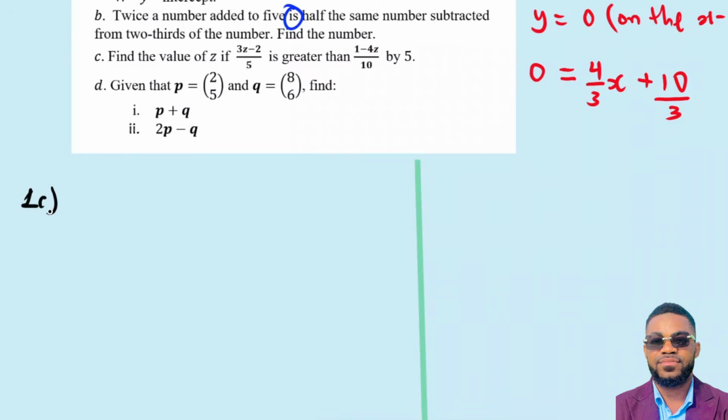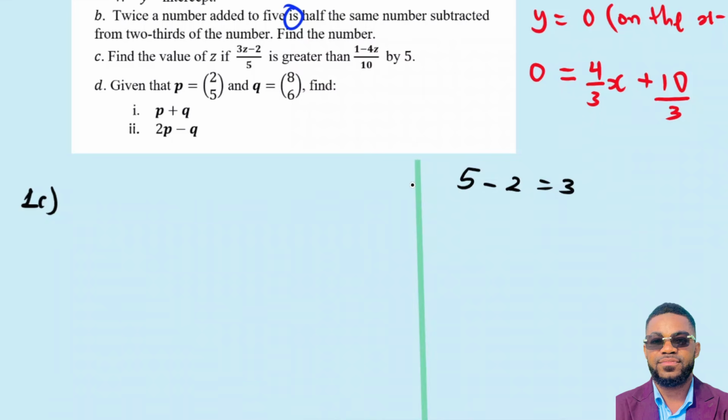Question 1c. And this is the question. Find the value of z if this is greater than this by 5. So the whole of this expression is greater than this one by 5. What do we mean by that? That means that this expression minus this should give me 5. So, 5 is greater than, let's say, 2 by 3. That means 5 minus 2 is going to be 3.